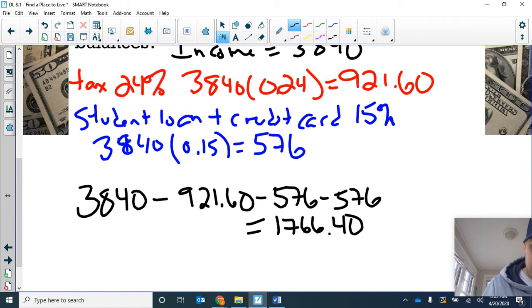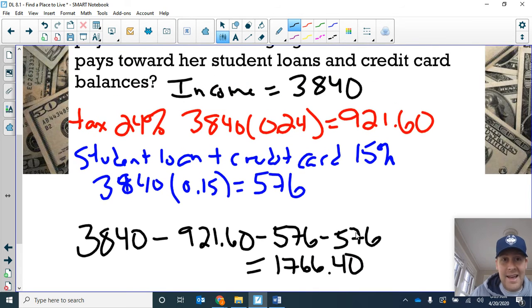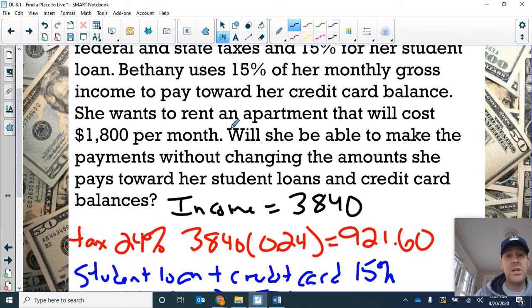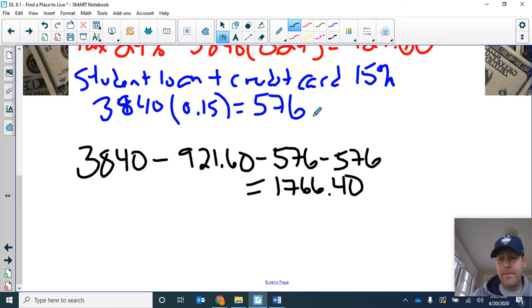$1,766.40. So clearly, guys, you look at that, this amount is less than what she wants to pay in rent. So clearly, she doesn't have enough money. Unless she wants to change how much goes towards her credit card balance and towards her student loan, she cannot afford this apartment.